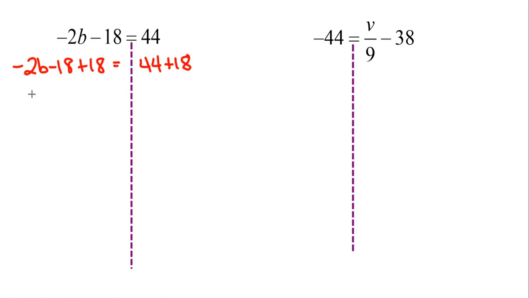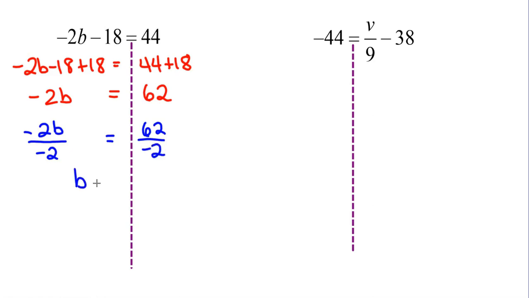And these become 0 on the left-hand side, leaving me negative 2b equals, and 44 plus 18 is 62. So there, step 1 is done. So now I need to get rid of the multiplication, or undo the multiplication. I'm going to use division. So I'm going to divide both sides by negative 2. And that's negative 31. And there is my solution.